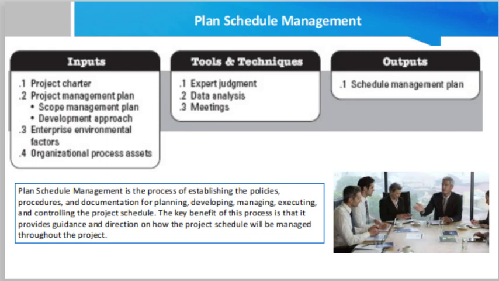Now we shall discuss the output. The output of this process, friends, is the schedule management plan. The schedule management plan is a component of the project management plan that establishes the criteria and the activities for developing, monitoring, and controlling the schedule.